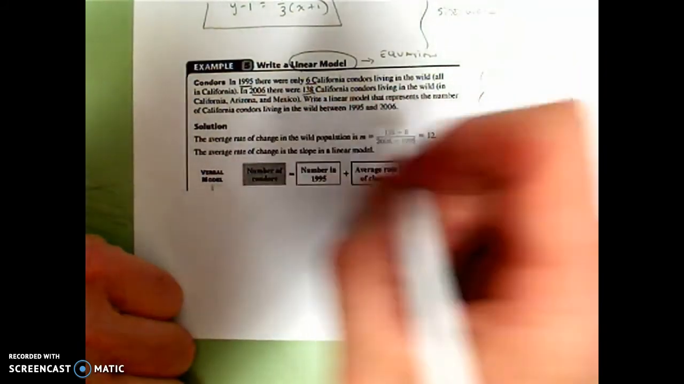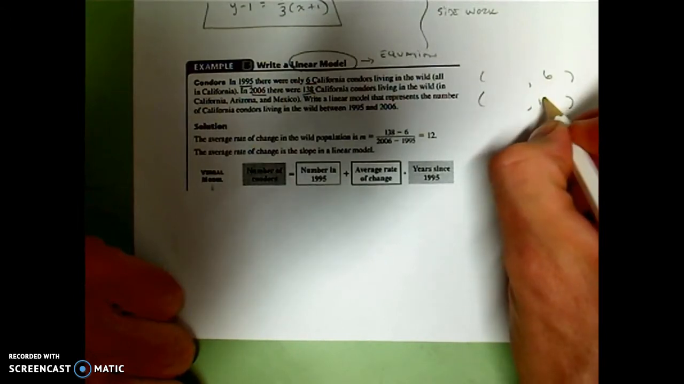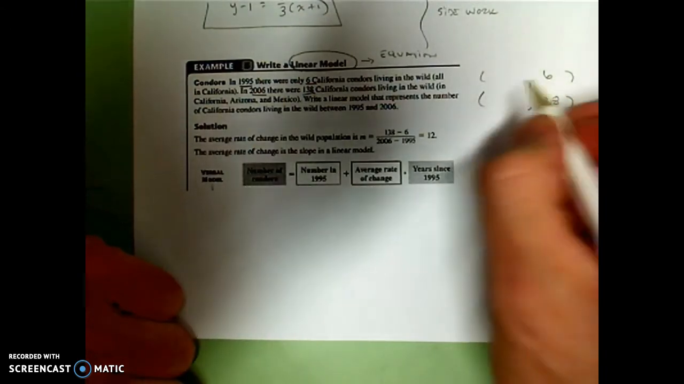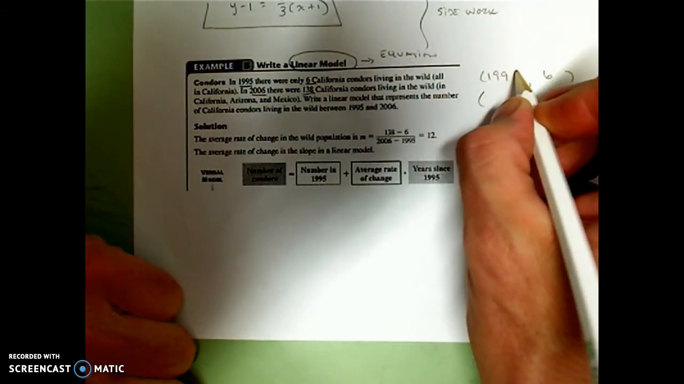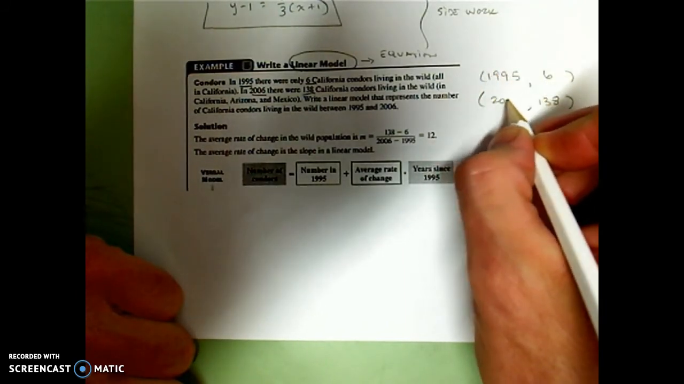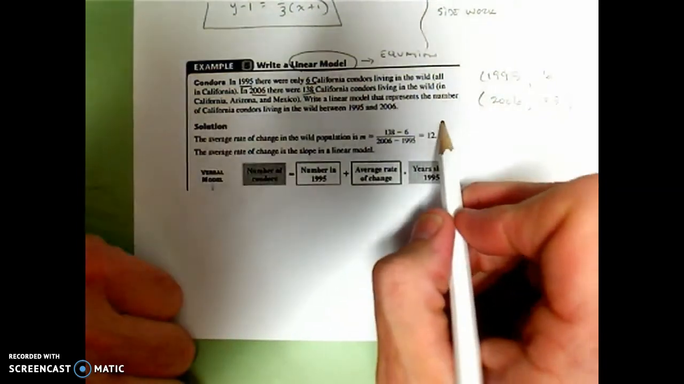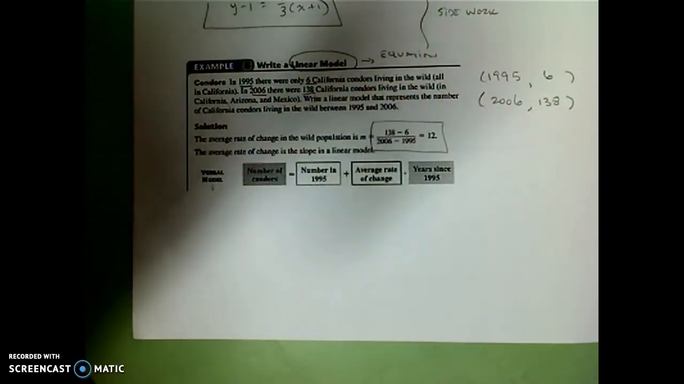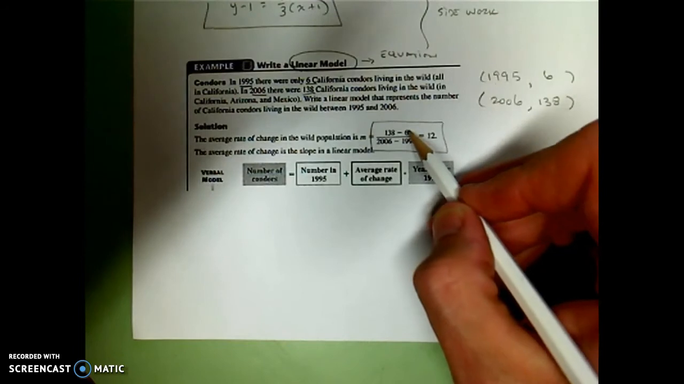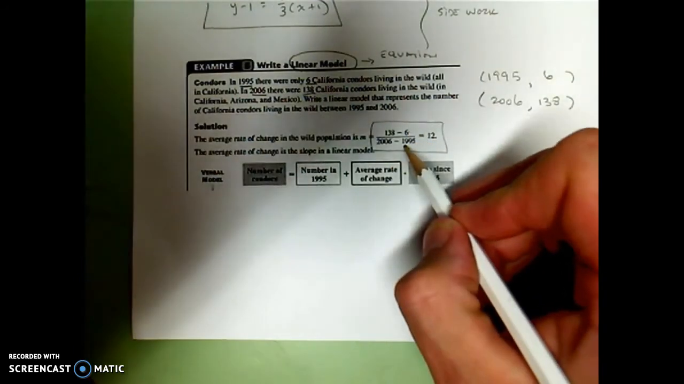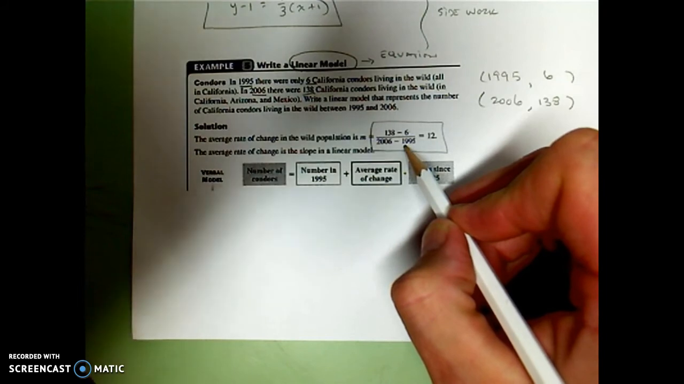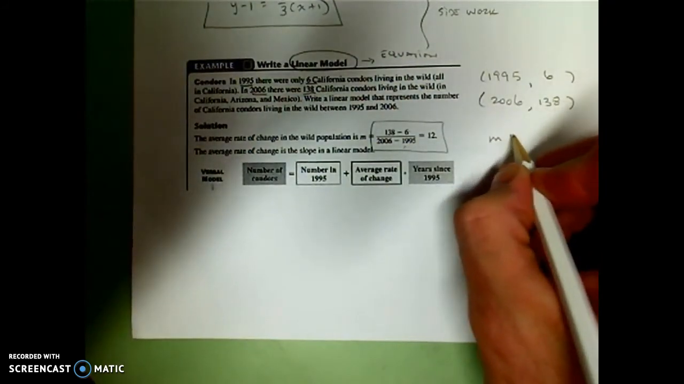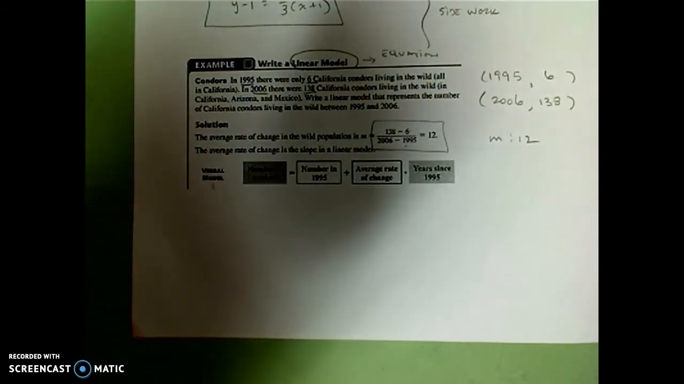Our question is, which is the dependent variable, which is the independent variable? Well, it seems that the number of birds depend on the year. So let's make the number of birds our dependent variable, our y coordinate. In 1995, 6 birds. In 2006, 138 birds. The example shows us that we can now take that rate of change and write it as a slope. 138 minus 6, our change in the dependent variable, divided by 2006 minus 1995, the change in our independent variable. And that gives us a value of 12, which as a rate of change is our slope.